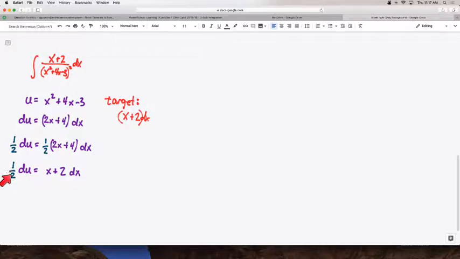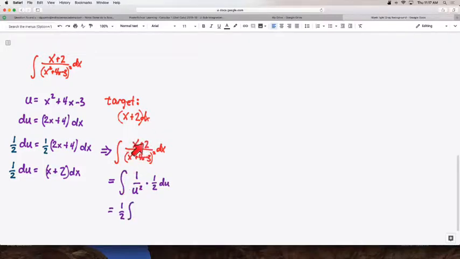So it's a transformation. That means I can now take my integral and rewrite it in terms of u. So instead of x squared plus 4x minus 3 squared, I just write u squared. And instead of x plus 2 dx, I just write 1/2 du. Again, simple power rule situation, and you guys can finish that one on your own.